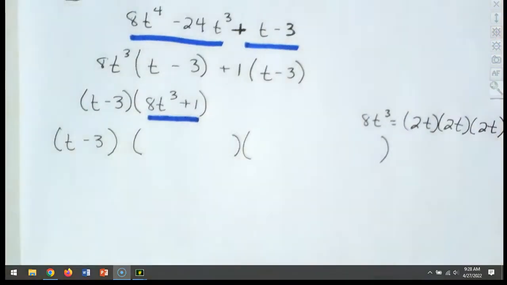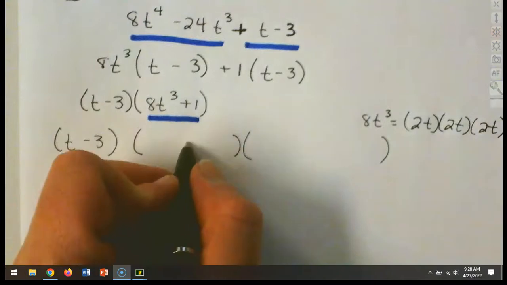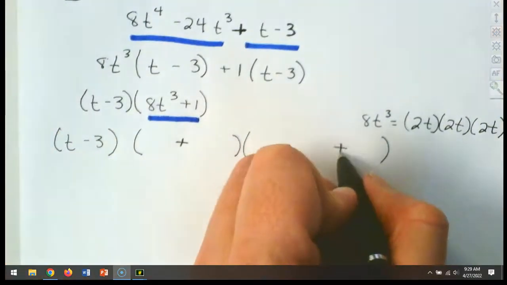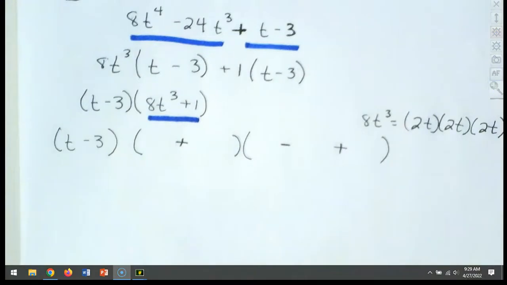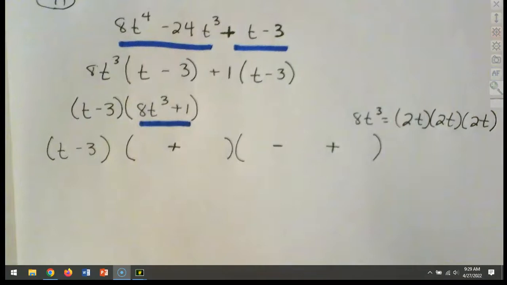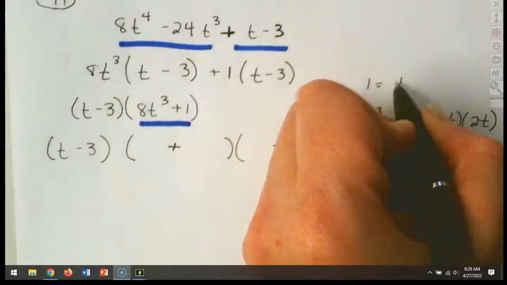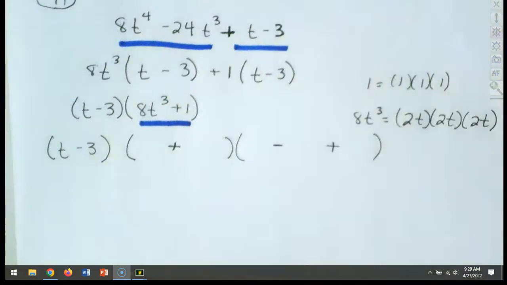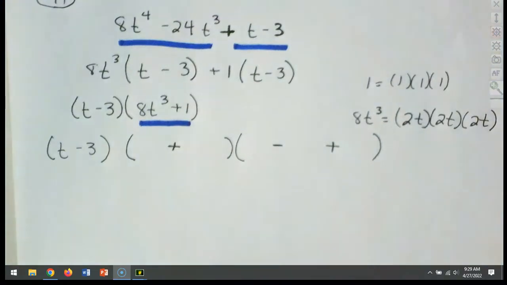T minus 3 is simply going to come down. This is a sum of cubes. Remember how the signs go. Plus, minus, plus. And now we fill them in. And we know that 1's a perfect cube of 1, right? 1 is always a square and a cube. So 1's kind of one of those things we need to remember that it goes with anything. So let's remember how these go together.